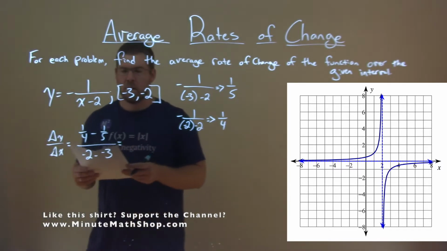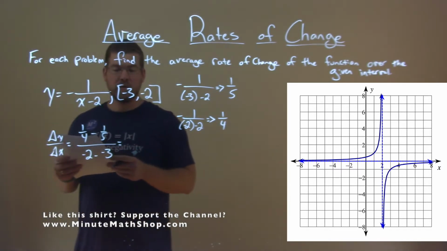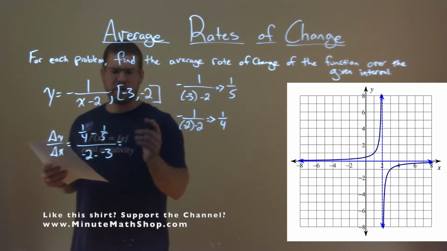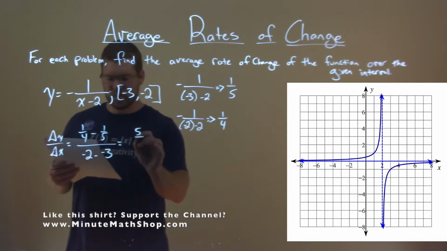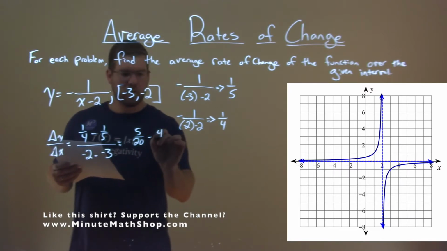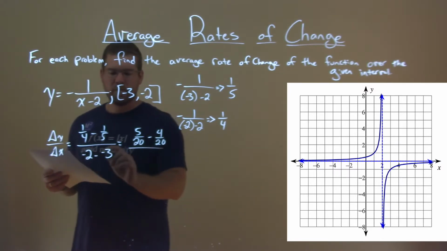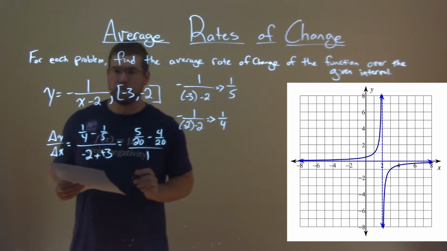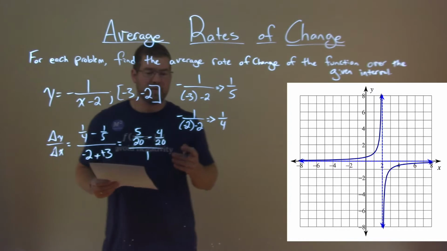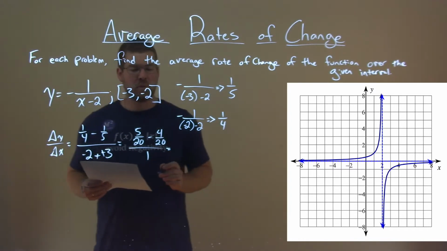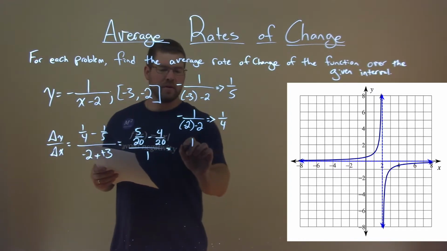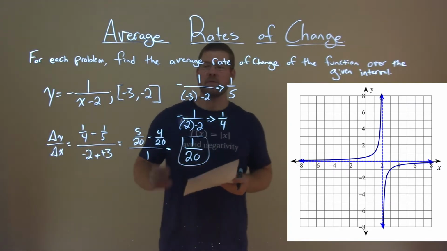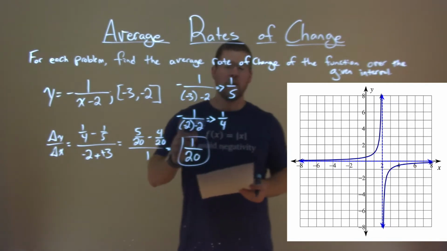Well, 1/4 minus 1/5, we combine those fractions, find a common denominator, which is the same as 5 over 20 minus 4 over 20. And that's going to be over, well, double negative turns positive, and then we have a positive 1. We don't really need to care about dividing by 1, and 5 over 20 minus 4 over 20 is 1/20th. And so our average rate of change over our interval from negative 3 to negative 2 is 1 over 20.